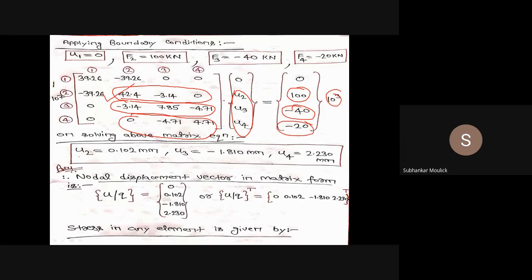With this you can get the values of u2, u3 and u4, and after solving, I haven't solved, you please solve it, it comes out to be: displacement of node 2 is 0.102 mm, displacement of node 3 is minus 1.810 mm, and displacement of node 4 is 2.230 mm. Is it clear to all of you?